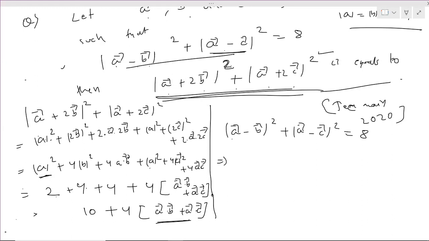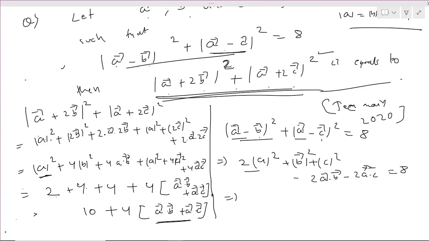From here, I can say this is A square plus A square, 2 mod A square plus B square and plus C square from here and minus 2AB minus 2AC. And this is equals to 8. So this is 2 plus 1 plus 1, which is 4.